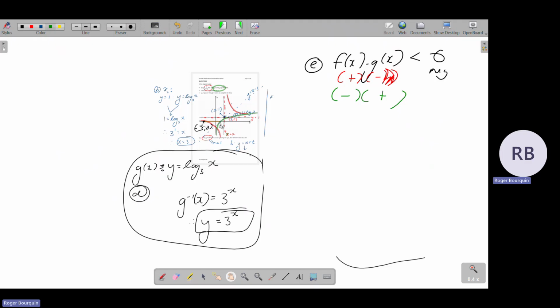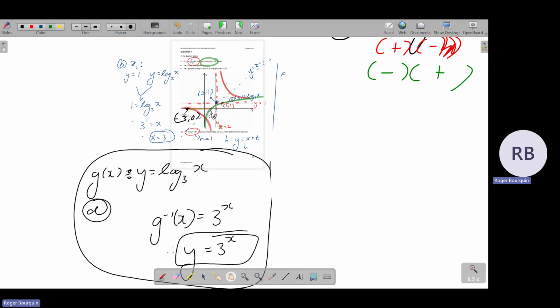Immediately after 0, what are the y coordinates of the green and the red? They're both negative. The green graph and the red graph are both still below the x-axis. So if I times them together, what's f of x times g of x going to be? A negative times a negative, which is a positive. Do we want that? No, we want a negative.